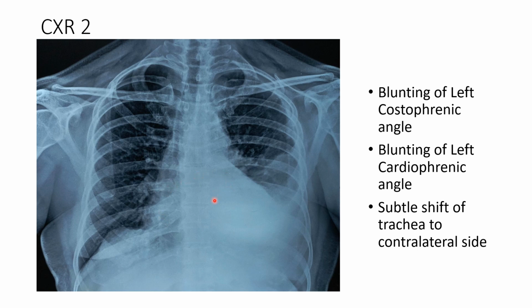And now focus on the left side. You can see that this costophrenic angle is missing and the cardiophrenic angle is also obliterated, and then you have a dependent opacity which is hazy. So this suggests mild to moderate pleural effusion. We have a little more fluid compared to the last X-ray. You can also note the subtle shift of the trachea to the opposite side.